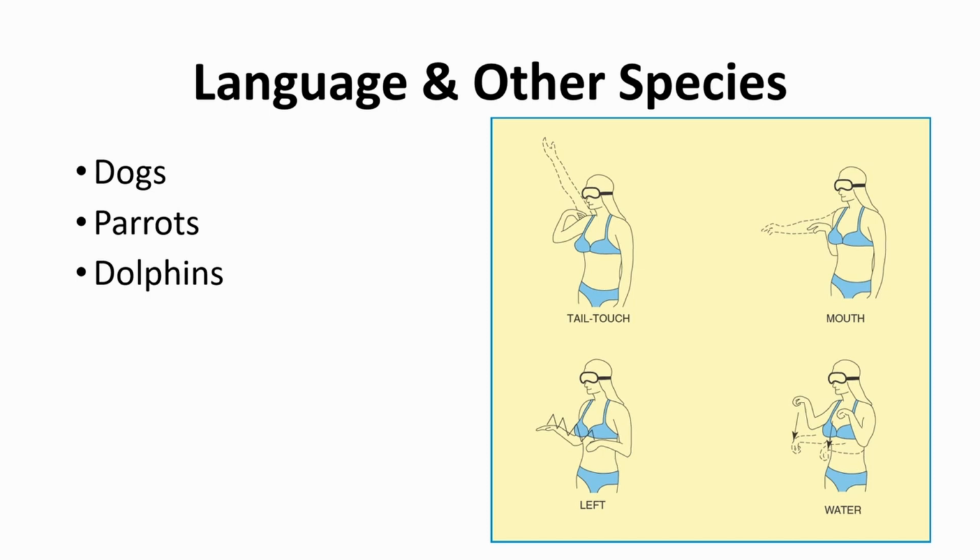There's, of course, the fact that dogs can respond to spoken commands. They can sometimes follow visual cues. You might be able to train a dog to follow a point or a gesture. All sorts of different things that dogs can do.